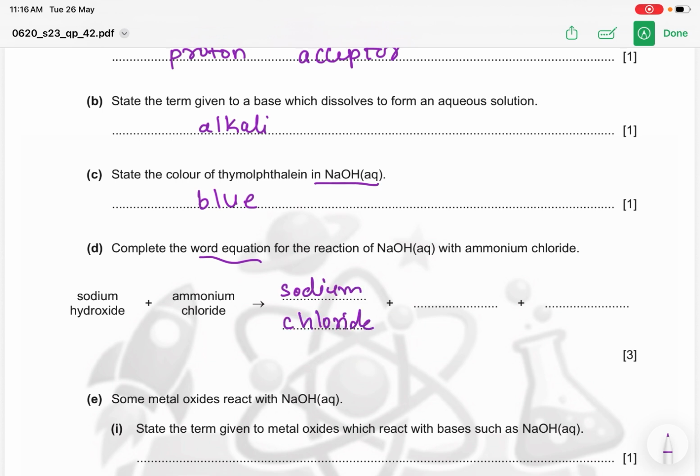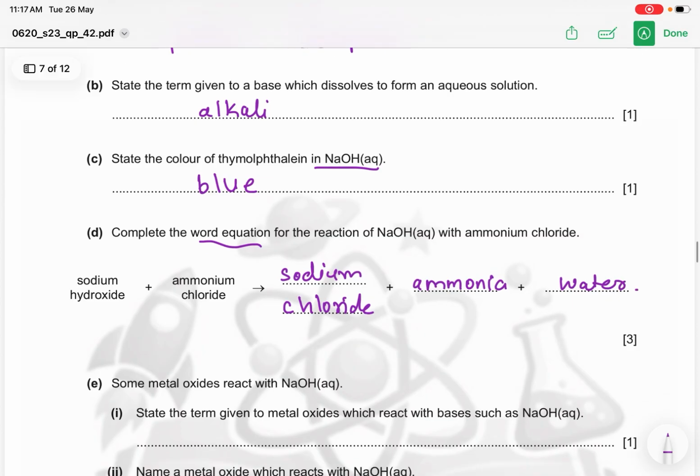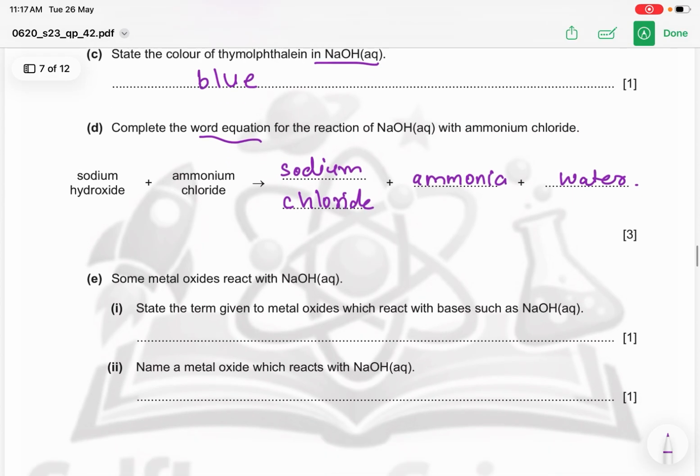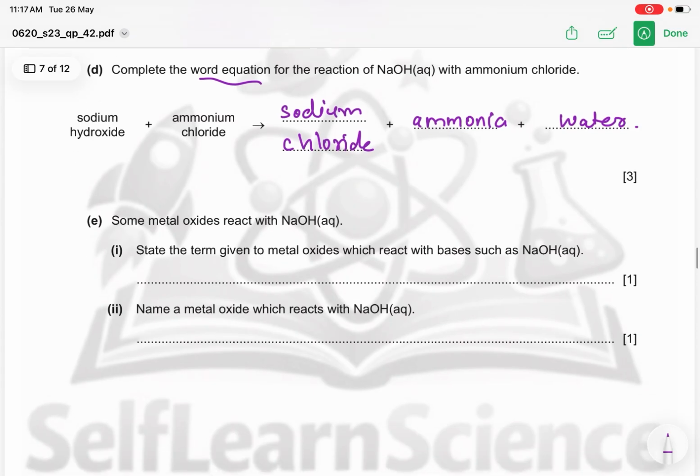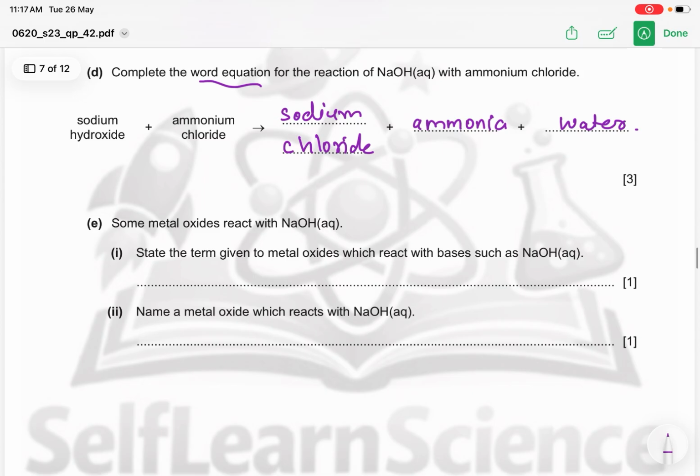Okay, then we will get ammonia and we will get water. So this is a typical reaction of bases or alkalis when they react with ammonium salts. We get ammonia as a product. At lab scale, we can do this.